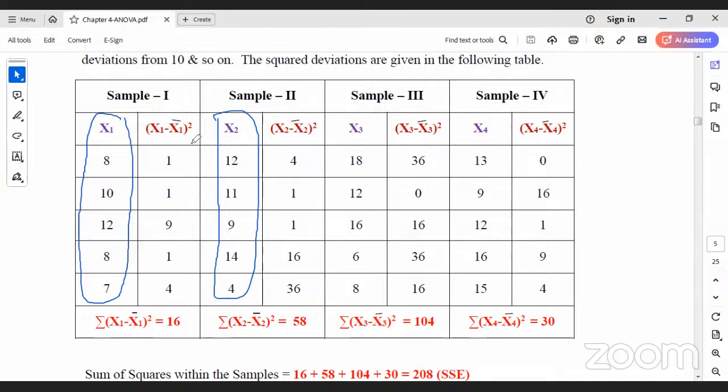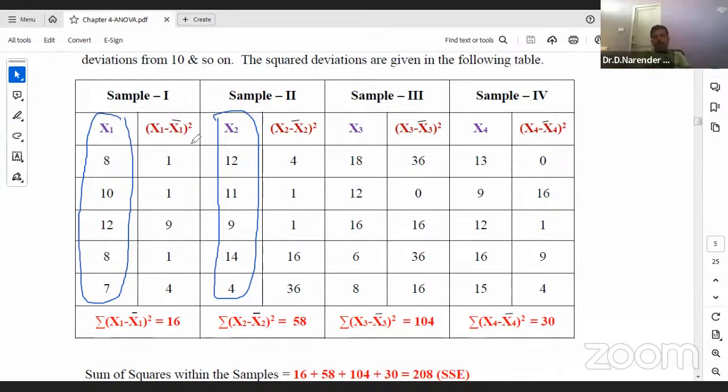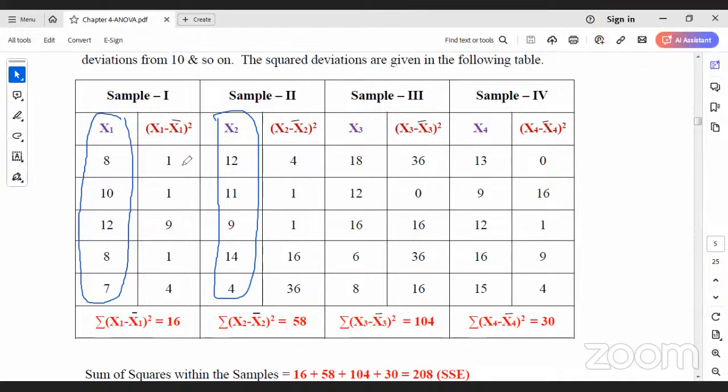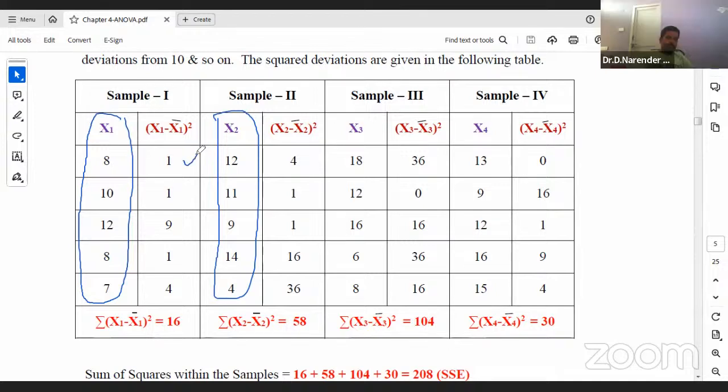9, sir. 9. Yes, that is the average. Another name for average is x bar. Okay. 8 minus 9, how much? 1. 1 square, 1. Any doubt? Again, x1 minus x bar 1 whole square. 10 minus 9, that is 1. 1 square, 1 only.